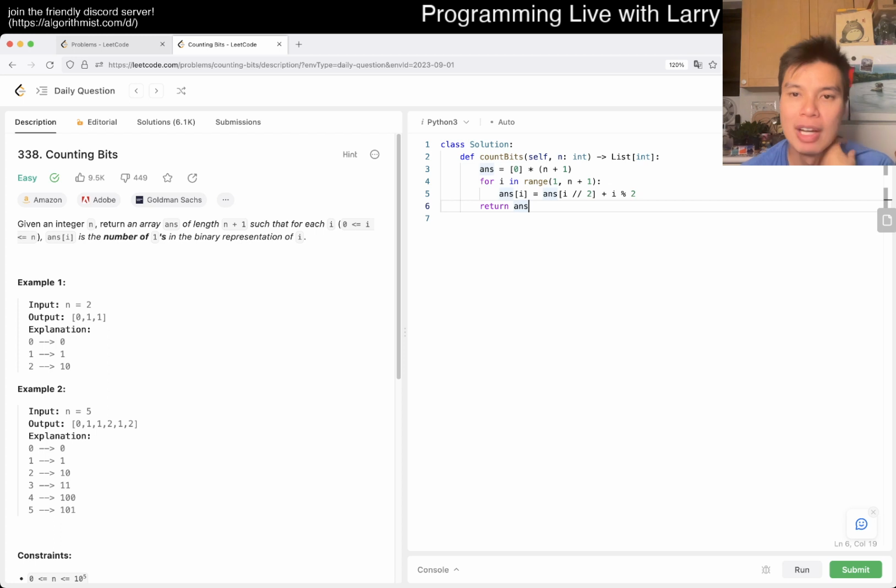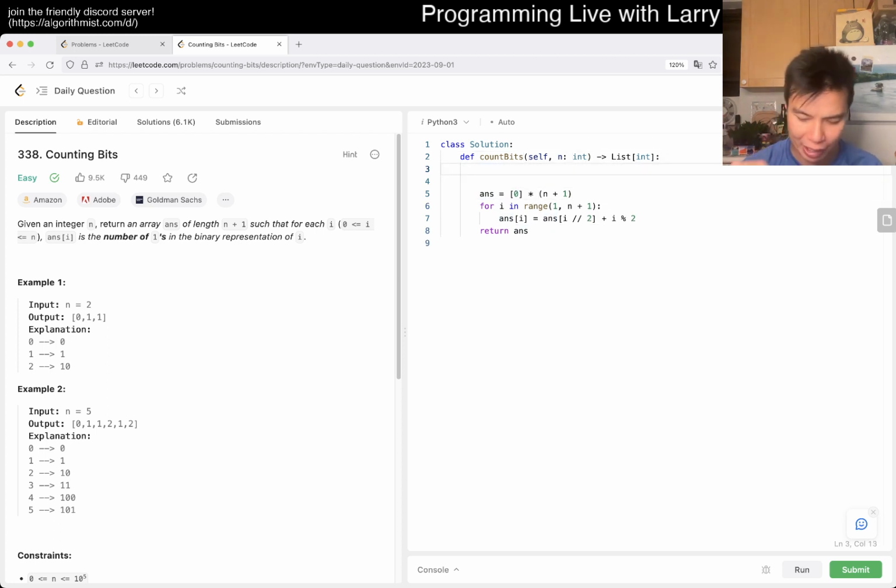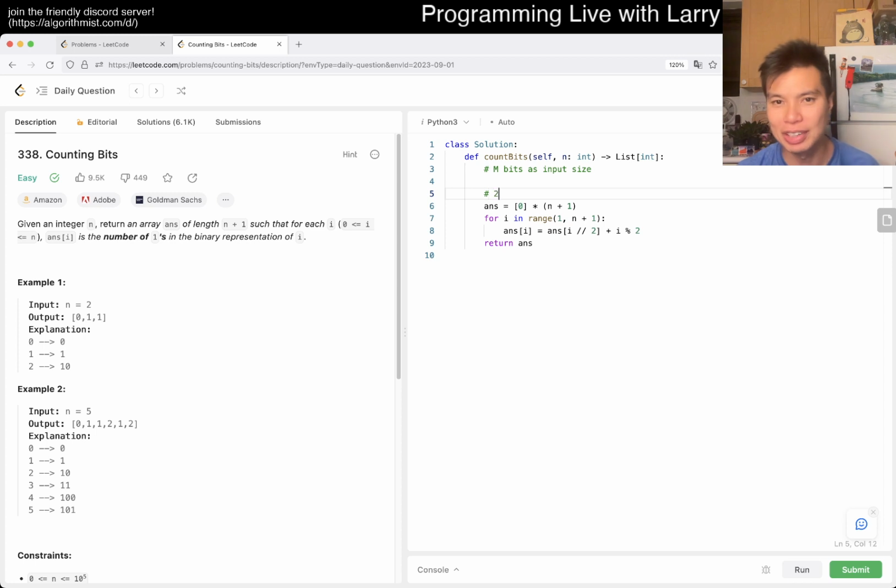Because, for example, let's just redo the vocabulary slightly, where instead of n, we have m bits as input size, right? And then here, this is going to be 2 to the m times m, right? Something like this. Yeah, because this number will have m bits.